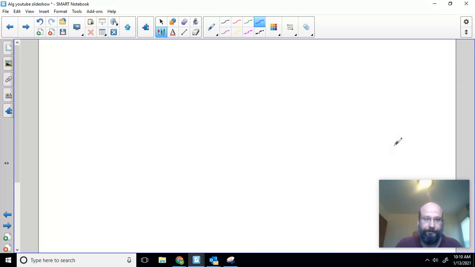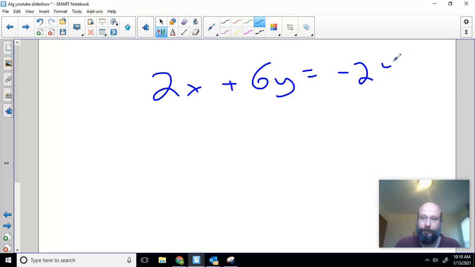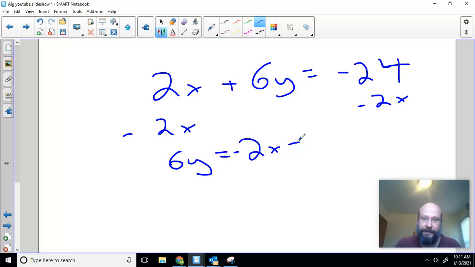Let's do one more. 2x plus 6y equals negative 24. So one more. So first step, move the x over. So I'm going to subtract 2x from both sides. These cancel, so that gives me 6y equals negative 2x minus 24. Again, these aren't like terms because this has an x and this doesn't. This is unit 1 stuff here.